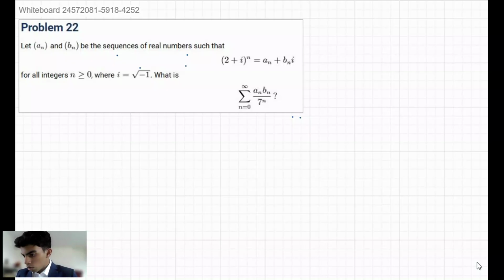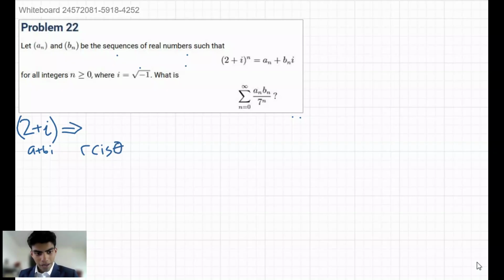All right, so let's first start the problem by converting the given complex number from a plus bi form to r cis form. And to do that, we need to find the magnitude of the complex number. We can do that by using the formula square root of a squared plus b squared equals the magnitude. So 2 squared plus 1 squared equals 5, and then take the square root of that, and that would give us square root of 5. So that means r is going to be the square root of 5.